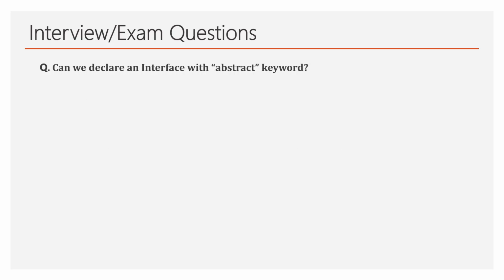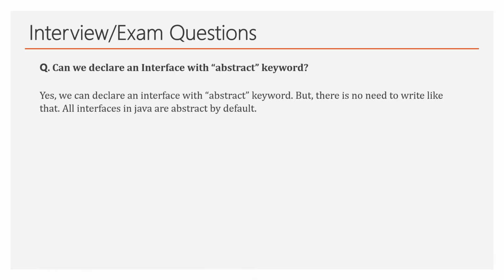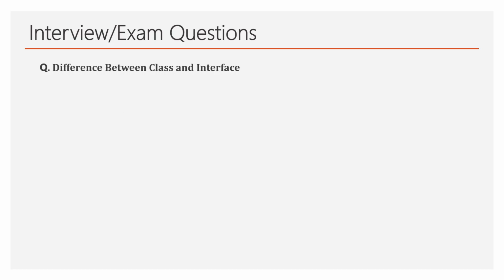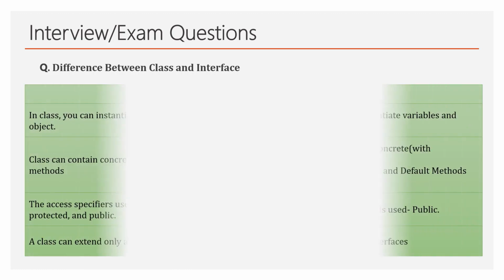Next is, can we declare an interface with the abstract keyword? The answer is yes, you can do that, but all the interfaces in Java are abstract by default. So if you don't mention the abstract keyword, the interface will remain abstract as it is. This is also a very important question: what is the difference between a class and an interface?